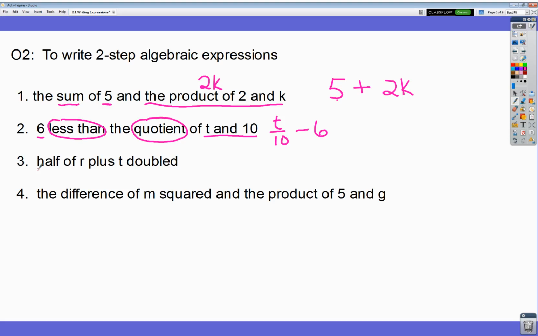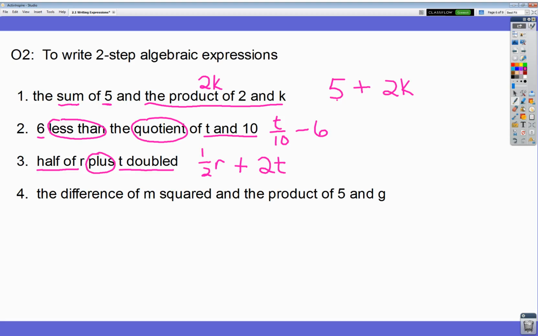Number 3, we have half of r plus t doubled. Well, when we take half of r, we can write that as 1/2 times r. We could also write it as r over 2. And then we're going to add t doubled. When we double something, we multiply it by 2. So t doubled would become 2t.